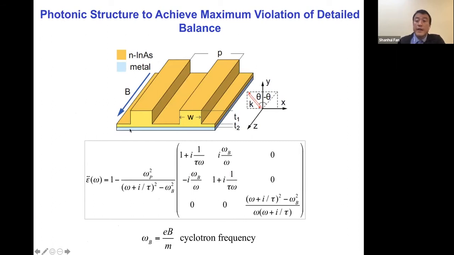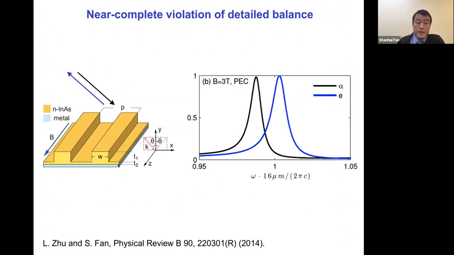One of the initial works that we did several years ago was to take heavily doped indium arsenide, and in the infrared region, the free carriers of these systems give you a plasma response. By applying a magnetic field, through the Drude model, one has a dielectric tensor that looks like this, which breaks reciprocity. In this case, one can have absorptivity and emissivity in these two pathways that are different. And this breaks the Kirchhoff law, and the contrast can be as high as near 100%.